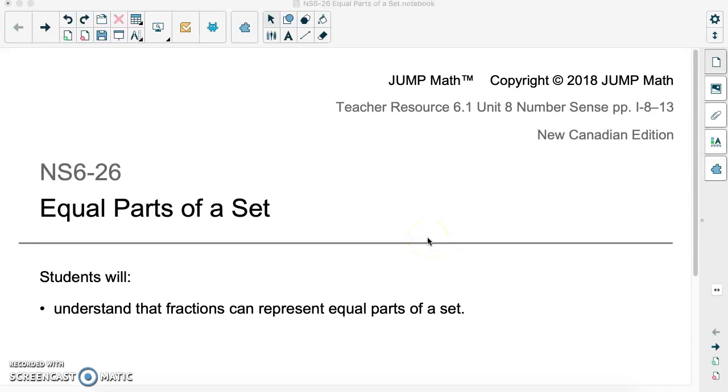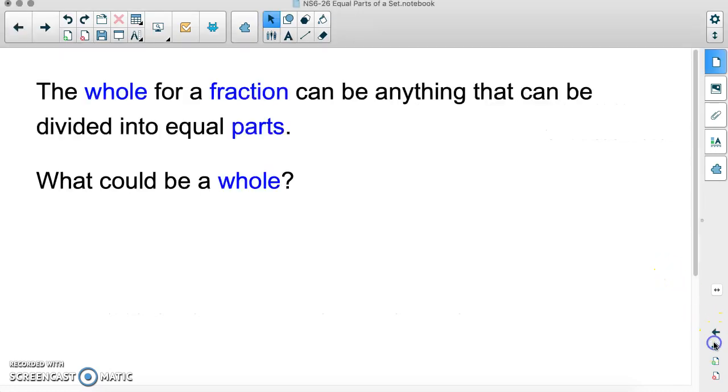Today's lesson is on equal parts of a set. The goal is that students will understand that fractions can represent equal parts of a set. Again, this lesson should be reviewed based on what you've learned in grade 5. So remembering that the whole for a fraction can be anything that can be divided into equal parts.